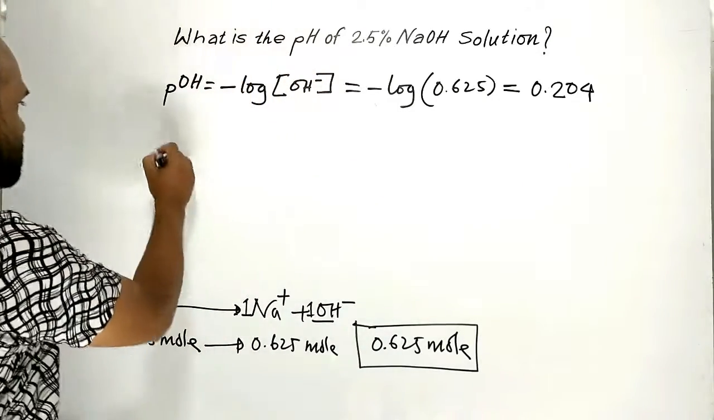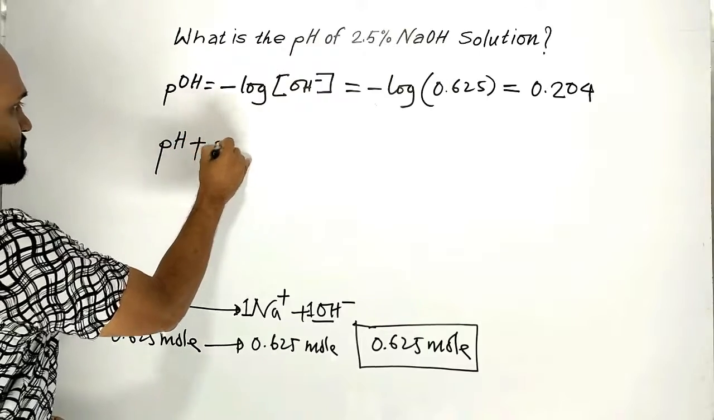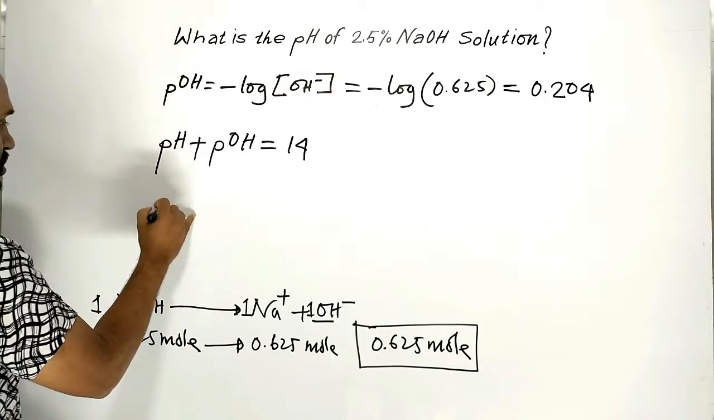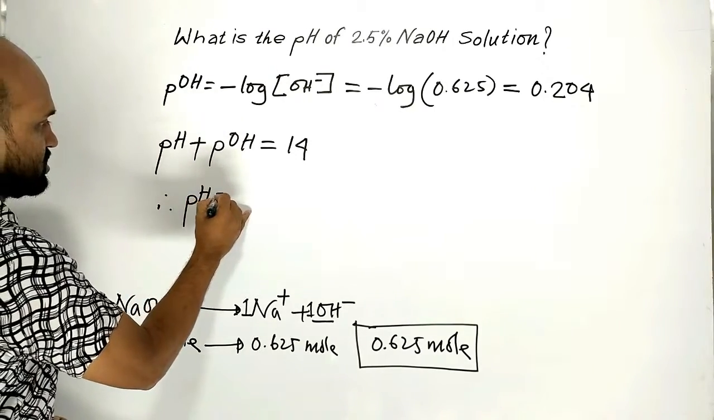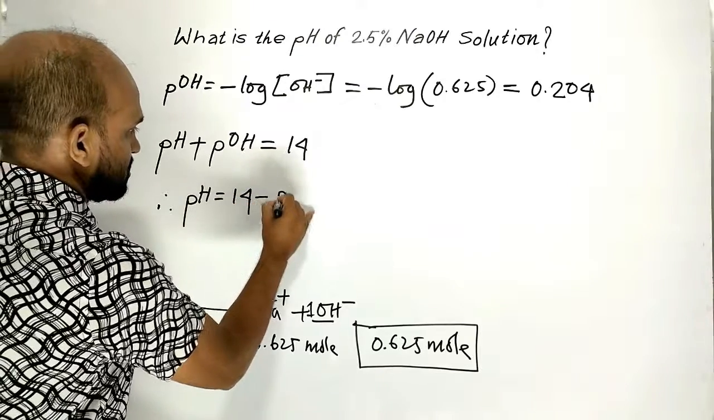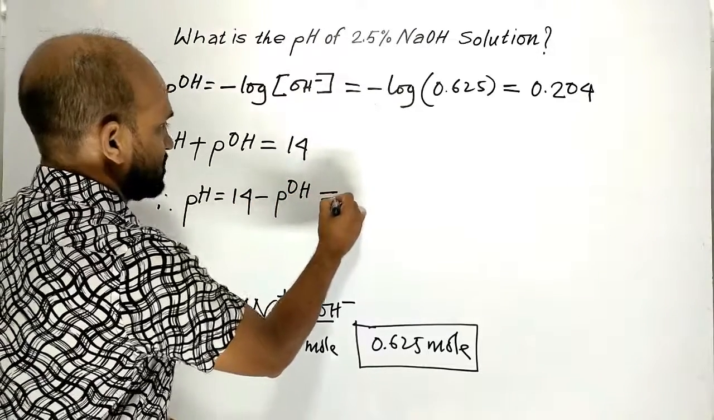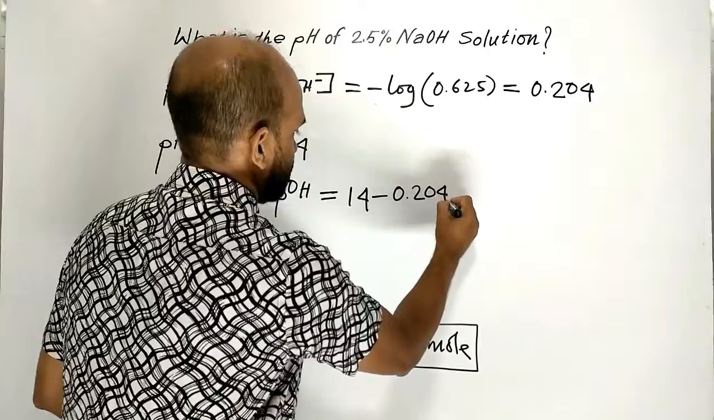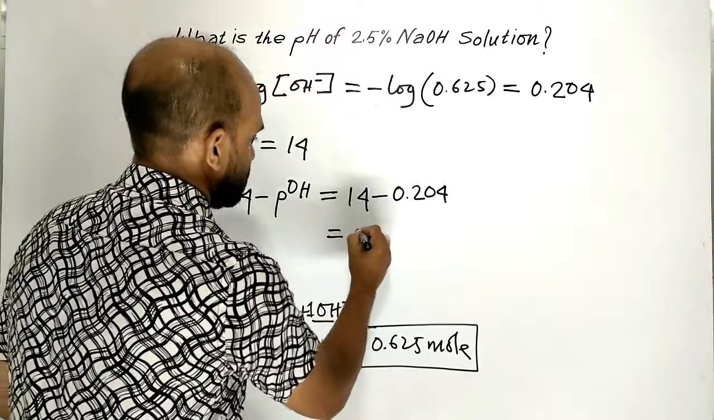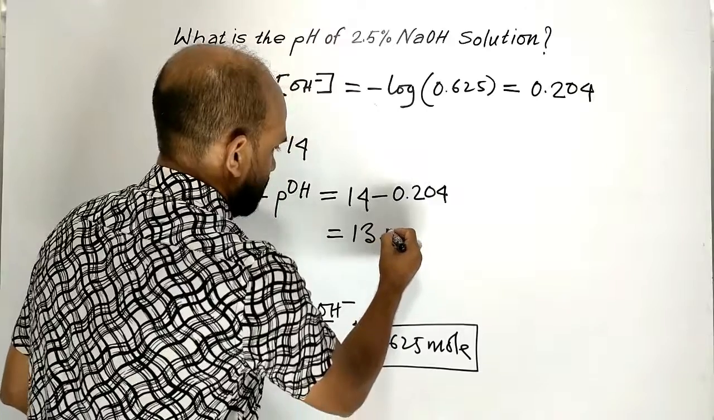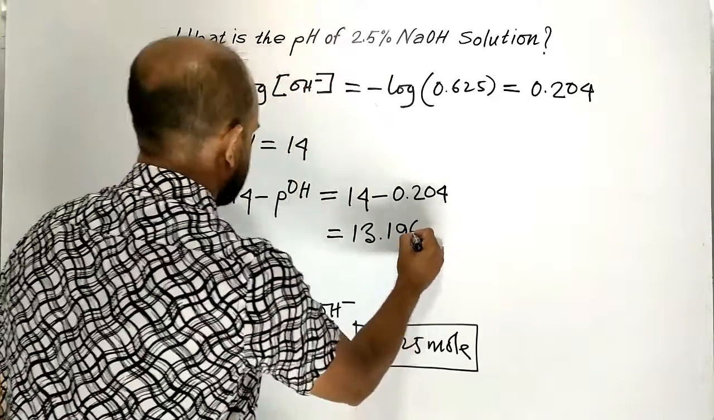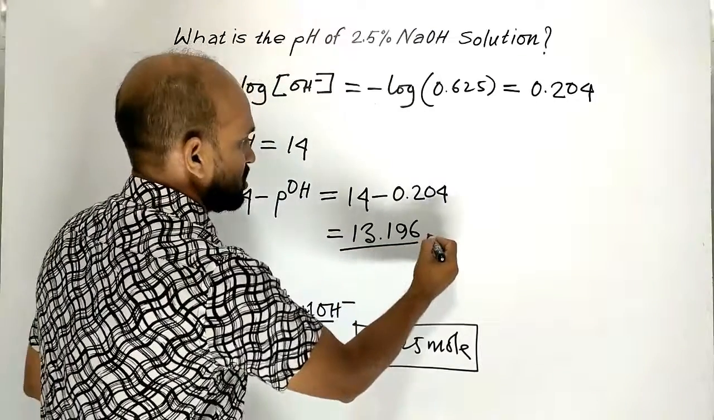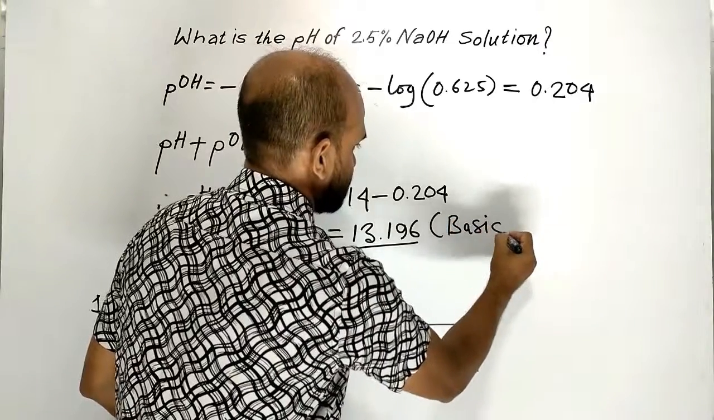Again, we know pH plus pOH is equal to 14. Therefore, pH is equal to 14 minus pOH, that is 14 minus 0.204. This is equal to 13.196. Here value of pH is 13.196, which is very much basic solution.